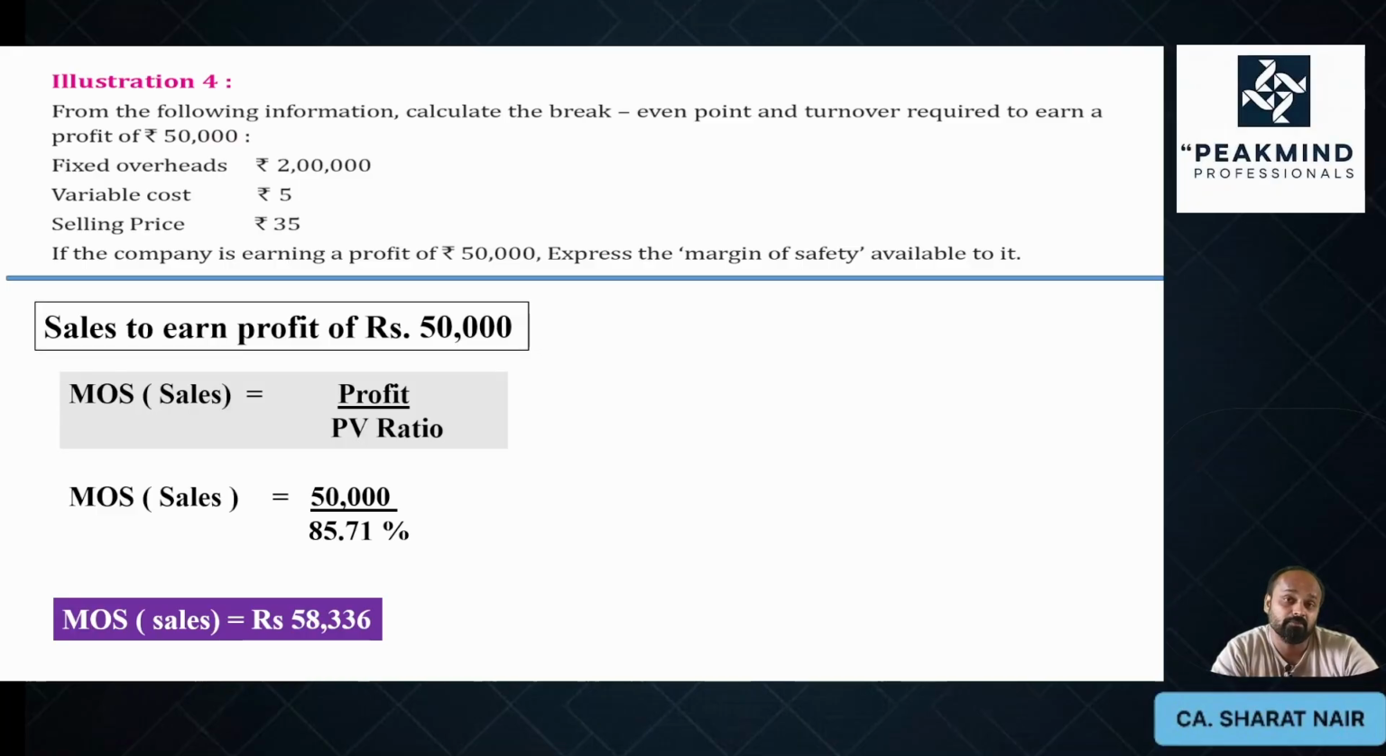So if somebody asks me what is the additional sales to earn the profit of 50,000, my answer will be 58,336. Now what is the entire sales volume to achieve this 50,000 profit? Where we need to find out your actual sales. For actual sales, there is another formula. What is that? Break-even sales plus margin of safety is equal to actual sales.